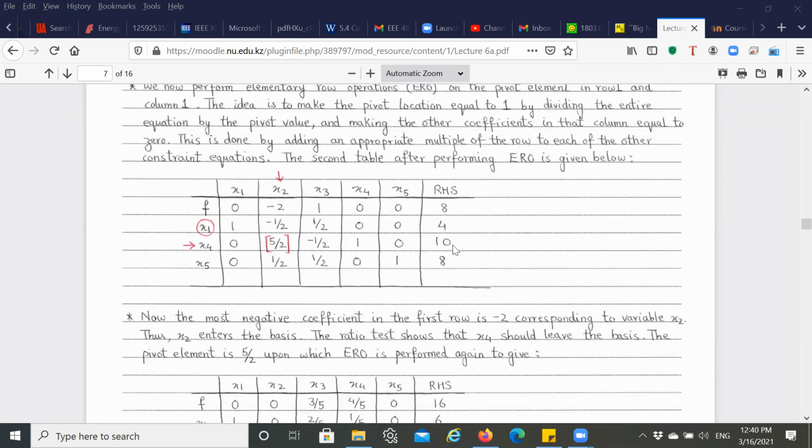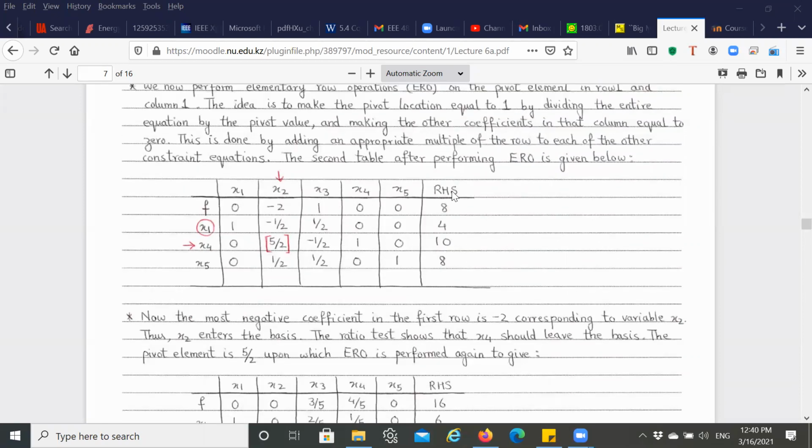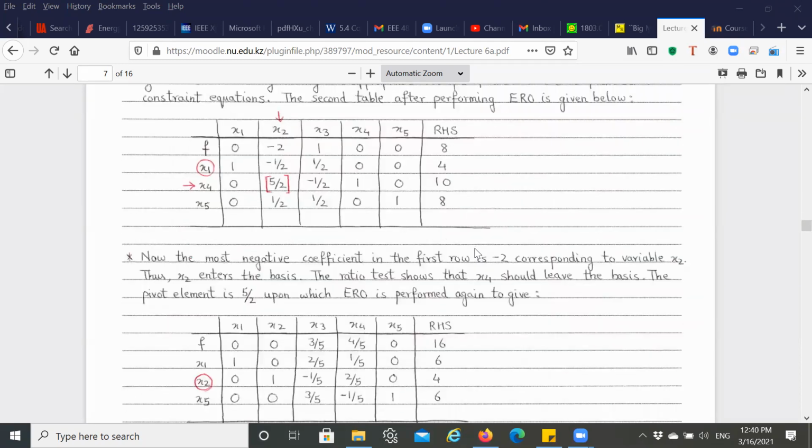So you divide 10 by 5 by 2, which will give you, what will it give you? 5 by 2 to 10, 20, 10. It would give you 10, right? And 4.